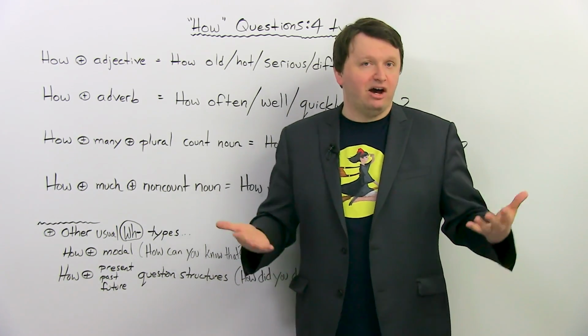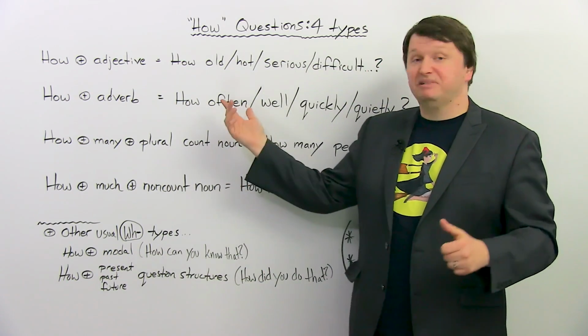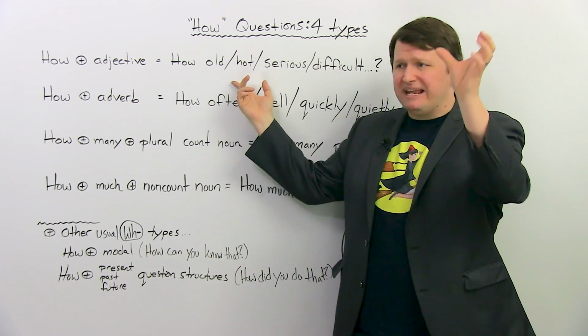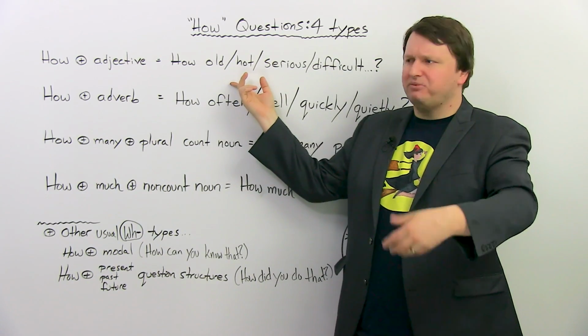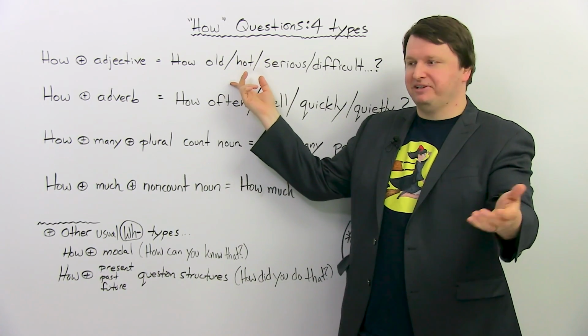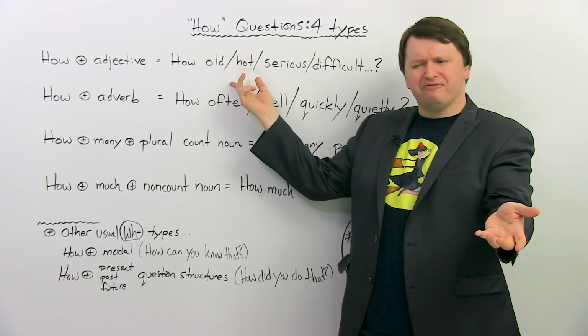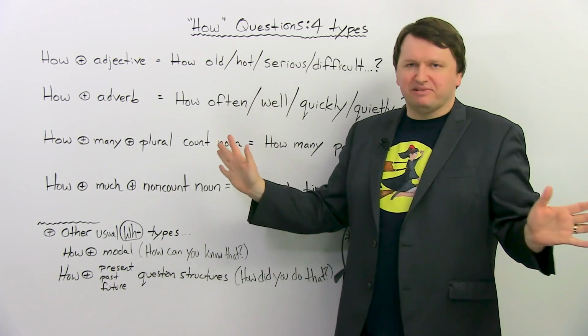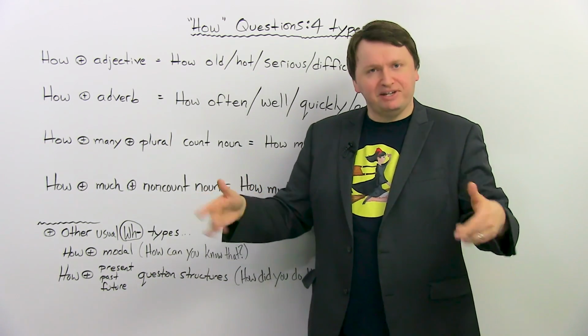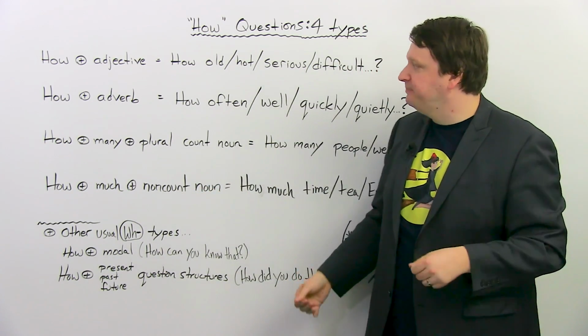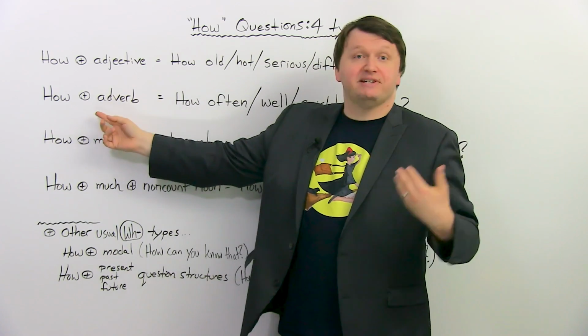Okay, so you have how plus adjective. And again, at home, just get out a list of adjectives and say, what kind of questions can I make with this? How cold? How serious? How funny? Just think of any adjective you can. See if you can make a question with it. Practice it.